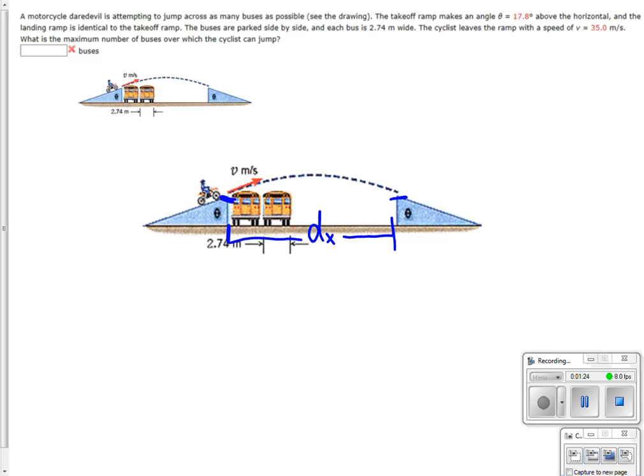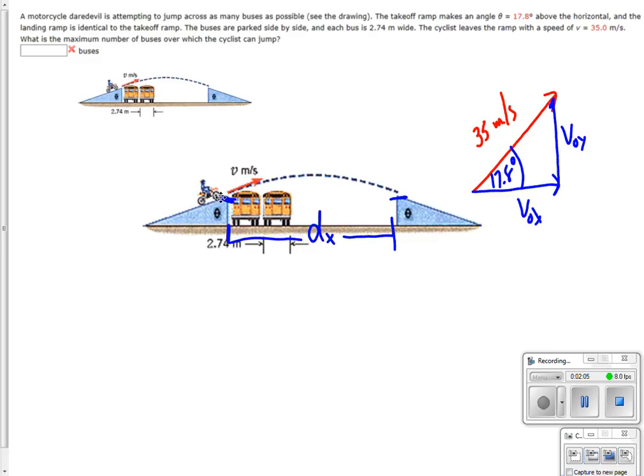So step number one in any projectile problem is that we can do nothing with that 35 meter per second speed, because the vertical motion of this motorcycle and the horizontal motion are both independent of one another, and we have to treat them separately. So the first thing I'm always going to want to do is take that vector. There's that 35 meters per second, and we want to resolve that vector into the V initial x and V initial y. And we're told that the angle is 17.8 degrees.